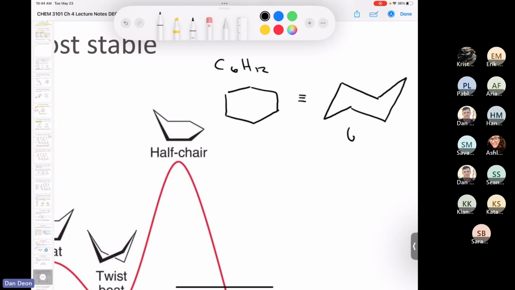And then if you flip the ring, what you're going to do is reverse the chair. So it's going to look like this in that case. There's a chair, I flipped it, and you end up with another orientation. So if I have a group that's up and axial, when I flip the ring, it's still going to be up, but it's going to be up and equatorial.